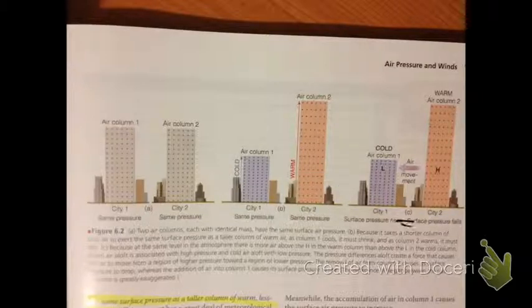Now check this out. We'll move to illustration C. Suppose we remove the invisible barriers between the two cities. The air aloft would move from column 2 towards column 1 and start to sink. This would increase the pressure at the surface over City 1 and decrease the pressure at the surface over City 2.